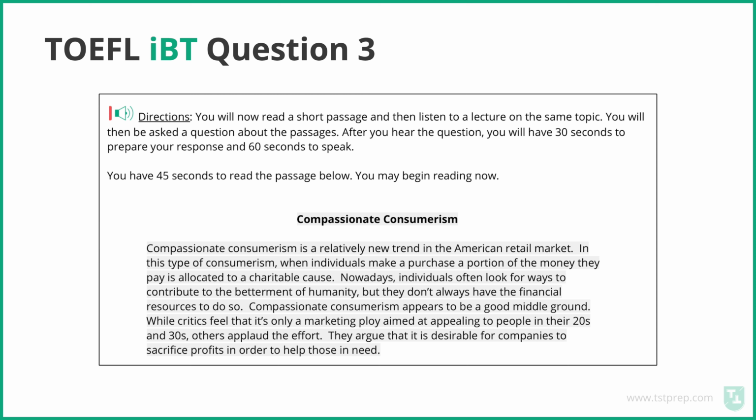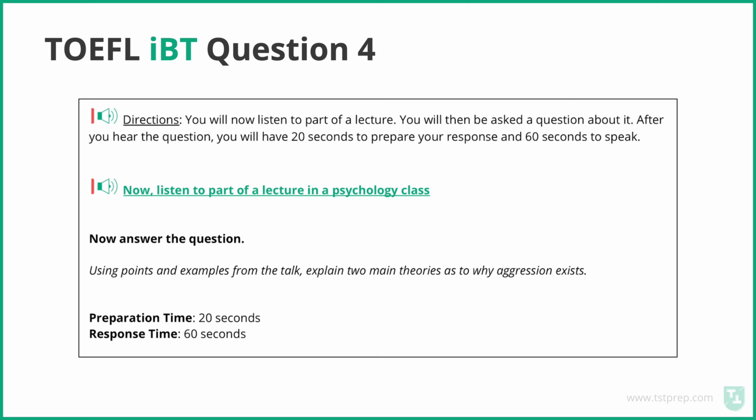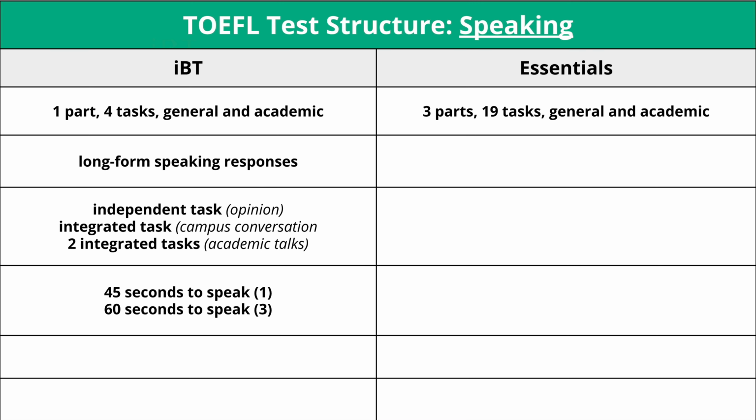The third question is very similar. You have to read a short reading passage. This time it's an academic passage. And then you have to listen about the same topic. And then you have 60 seconds to speak about it. And finally, question 4, you only listen to an academic passage. Takes about a minute or 2, and then you have to speak about it for 60 seconds.